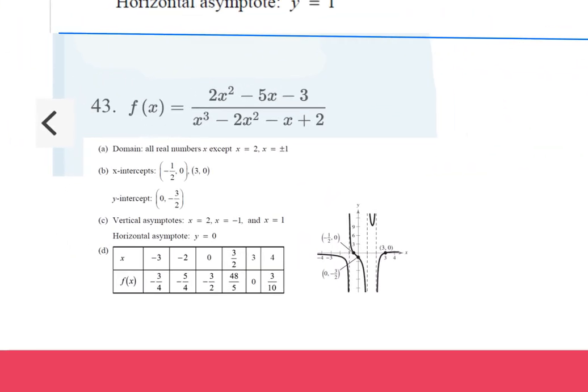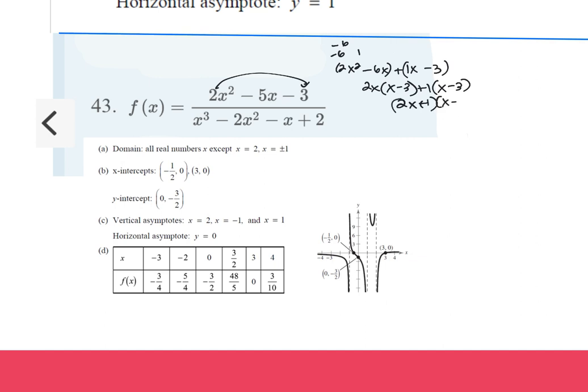43, yeah. Okay, so this one was kind of crazy because it had 4 different parts, right? So you have to factor the top. 2 times -3 is -6. Factors of -6 that sum to -5 are -6 and +1. I would get 2x squared minus 6x, and then +1x minus 3. Factor by grouping here. Take out a 2x, x minus 3, a +1, x minus 3. And I'd get 2x plus 1 and x minus 3 for the numerator.